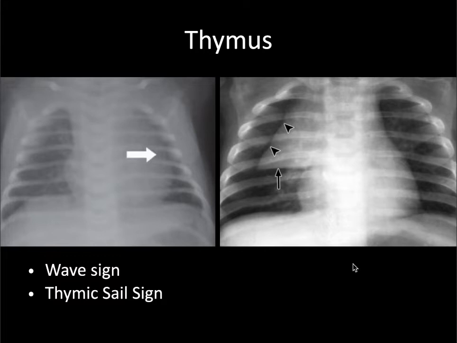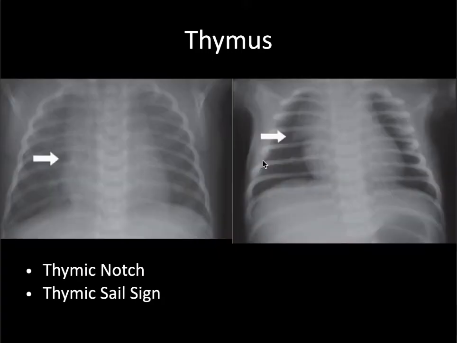Here's an example of a normal thymus. You have the wave sign, which is an undulation of that thymus underneath the ribs, and also the thymic sail sign, which is the thymus just coming out next to the lung. You'll also have a thymic notch sign, which is this indentation here on the right side of the mediastinum, and another example of the thymic sail sign.